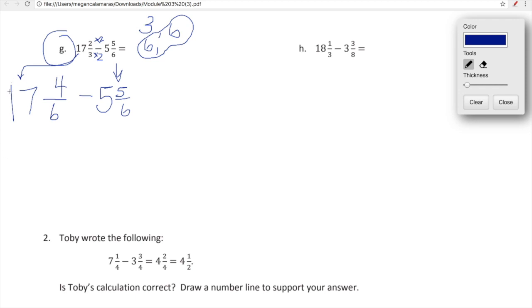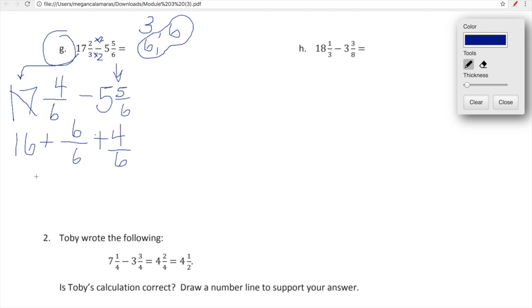So we're going to rename 17 as 16 plus how many 6ths? Thank you, Kylie. 6 sixths. Because you guys know 6 sixths are just a fancy way of saying good old-fashioned number 1. So we just renamed 17 as 16 plus 1, or 16 plus 6 sixths. But don't leave those 4 sixths behind. Let's bring down the 4 sixths, and let's see what new number we're dealing with.